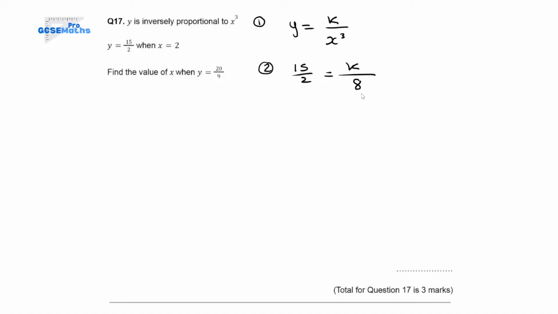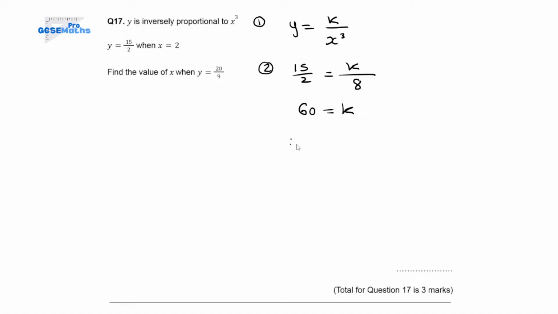Now I will just solve this for k, so I'm going to cross multiply by the 8. Actually, you don't need to cross multiply by the 2, but you can if you want. That's basically 15 times 4, isn't it, which is 60. However you want to work that out. Again, we all work things out differently as long as you get 60.